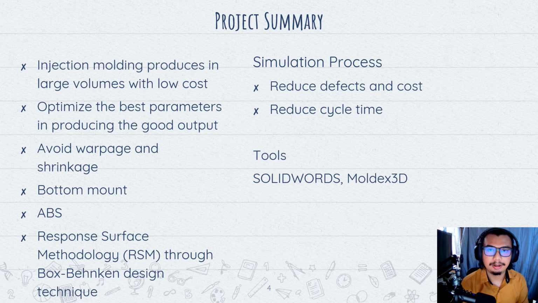molding process. The bottom mount of a keyboard is chosen as the part for 3D modeling. The material used for the keyboard is ABS. Why do we use simulation processes? Because they can reduce time and cost. They can also reduce cycle time, which saves time. The tools that have been used are SolidWorks and Moldex3D. SolidWorks is for the 3D modeling and Moldex3D is for the injection molding simulation.